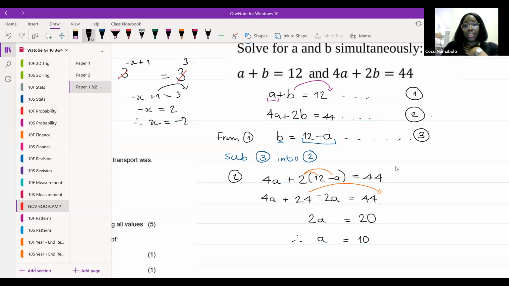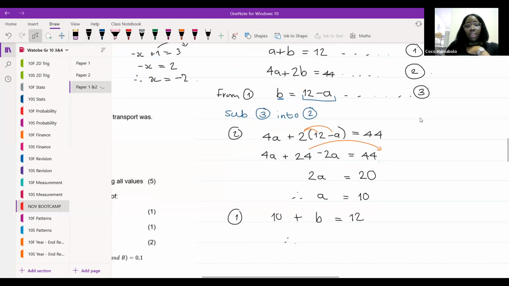Okay, all right. Now that we have A, we can just go back into our original formula, into equation 1, and we can sub in for A. So we're going to sub in 10 for A. So we'll get from equation 1, 10 plus B is equal to 12. 10 plus what equals 12? 2. So therefore, my B must be equal to 2.